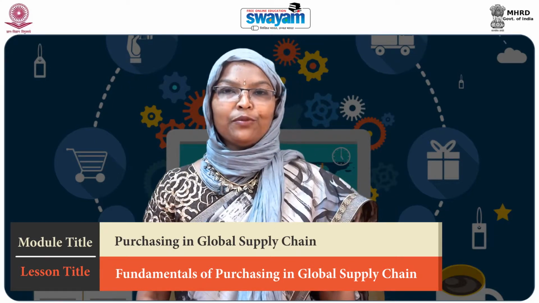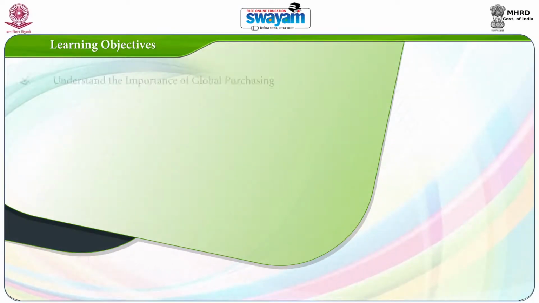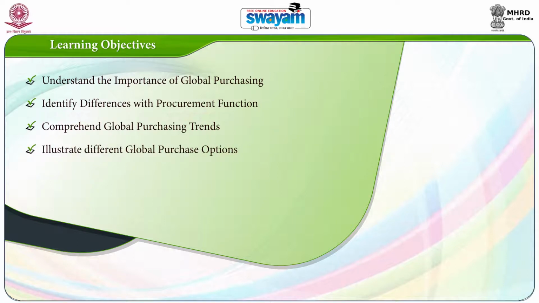This is divided into 3 sessions, and all the 3 sessions would focus on the following learning objectives. Understand the importance of global purchasing, identify differences with procurement function, comprehend global purchasing trends, illustrations across global purchase options, enumerate critical success factors for purchasing in global chains.